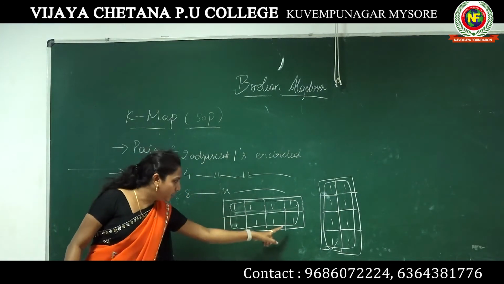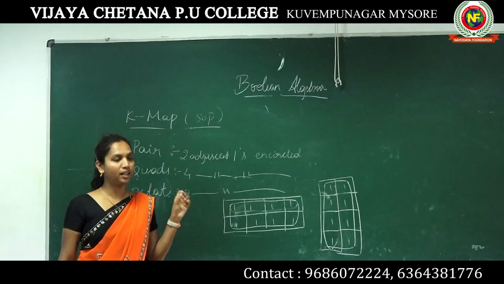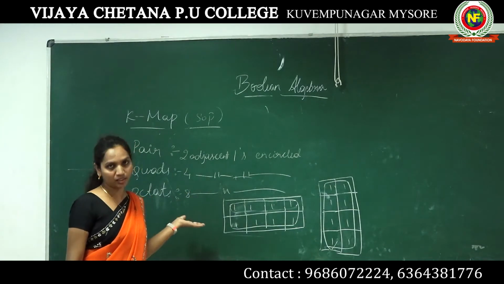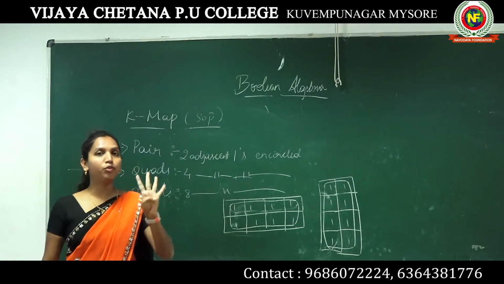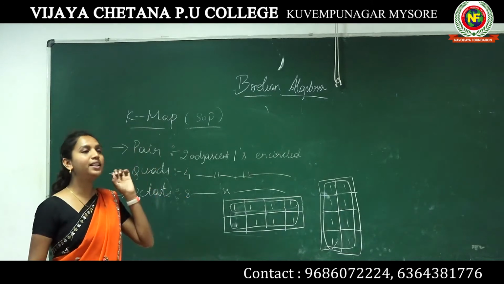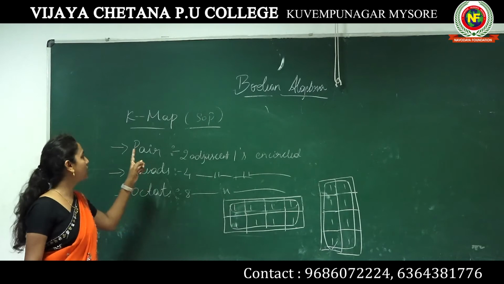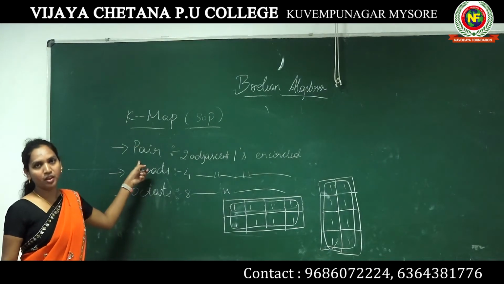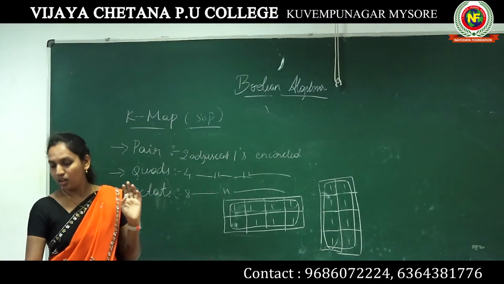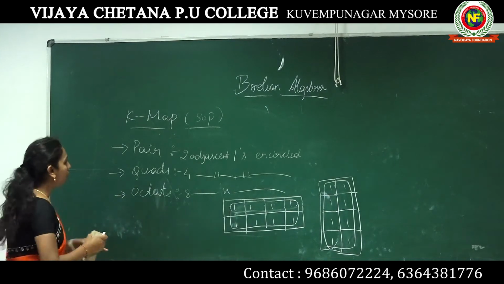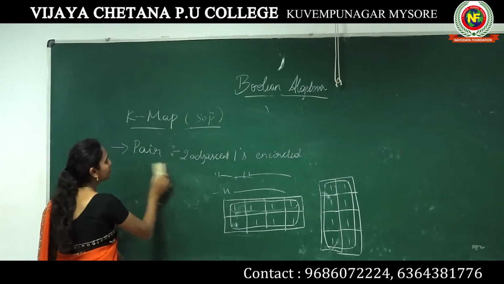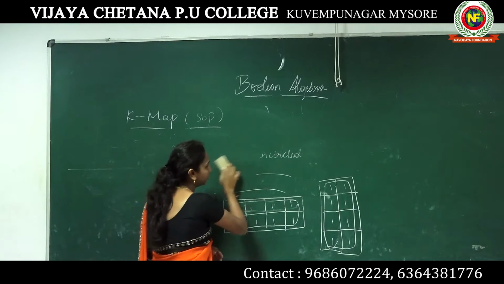If I am encircling 8 ones like this, you should know that it is an octet. If I encircle 4 ones, you should know that is a quad. If I encircle 2 ones, that is called a pair. Okay, so now we'll solve the K-map using this pair, quad, octet.